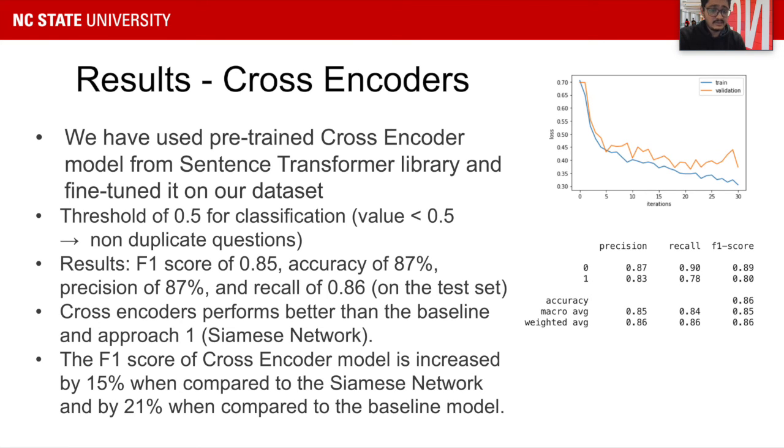As we can see, the validation loss is also decreasing quite smoothly as compared to the training loss. Also, the F1 score was 0.85 and accuracy was 87%, which was quite better than the other two approaches. We can see that the F1 score of cross encoder increased by 15% as compared to Siamese network and 21% as compared to our baseline model. We can also see that the model is able to generalize well on the unseen data, as the validation loss is also decreasing continuously.